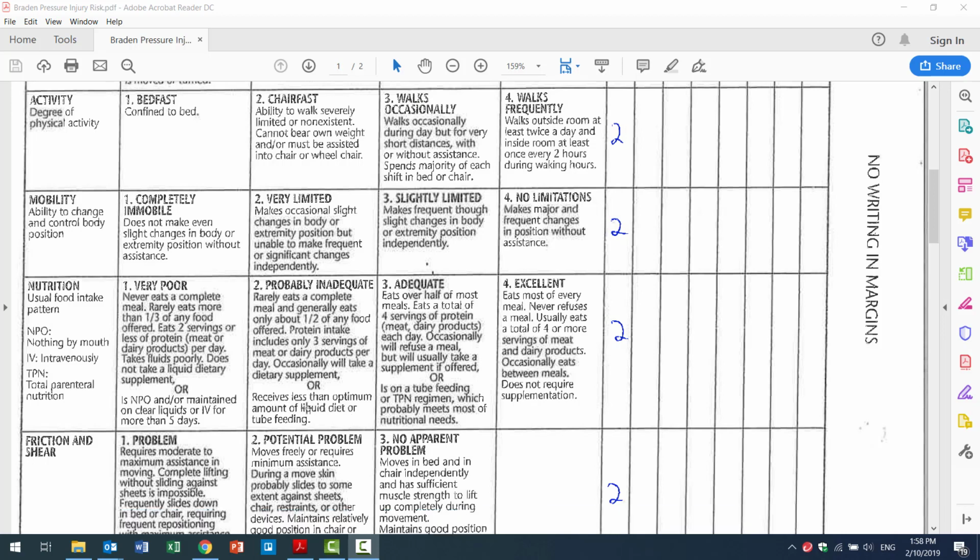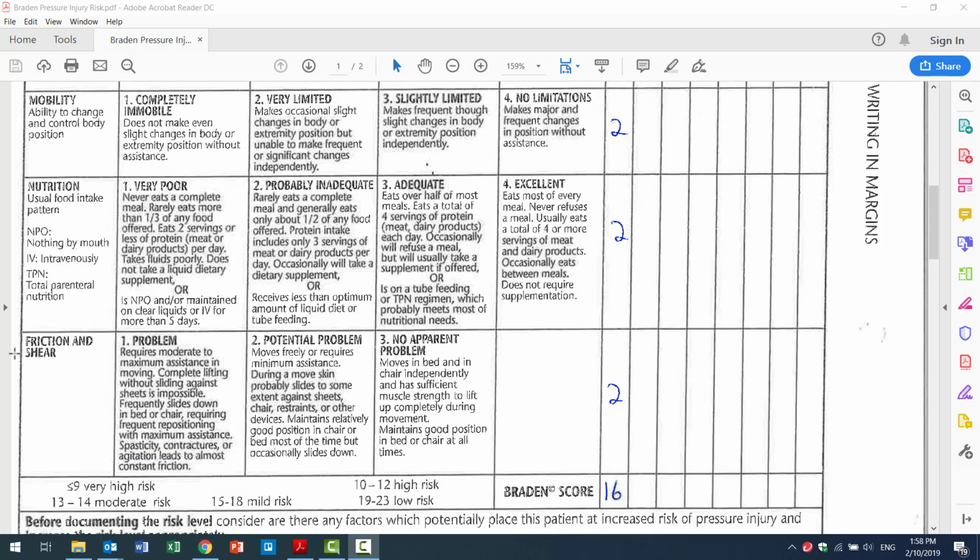Alternatively, if they have tube feedings, they receive less than the optimum amount of liquid diet or tube feeding, and that could be due to a variety of issues, such as the patient just not tolerating the amount of food or tube feeding that's been recommended by the dietitian. And the final section is friction and shear.